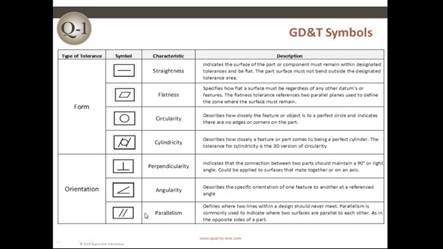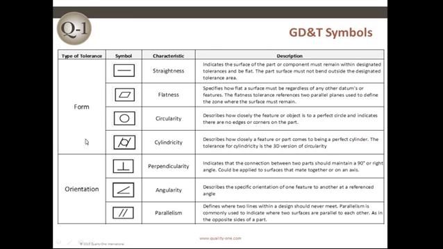Then next one is parallelism. So when you want to show two features are parallel with each other, then we are going to use this symbol. It defines where two lines within a design should never meet. Parallelism is commonly used to indicate where two surfaces are parallel to each other, as in the opposite sides of a part.